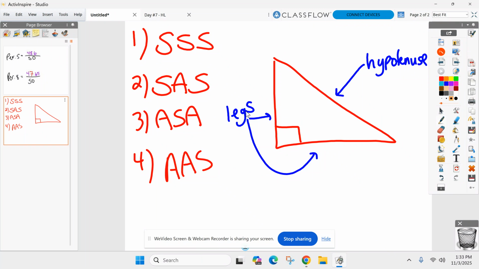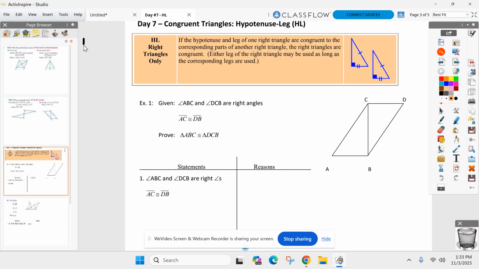All right, so this 5th and final method has nothing to do with A's and S's. It actually has 2 different letters, and that is H, L, the 5th and final method. The H stands for hypotenuse, and the L stands for leg. Hypotenuse, leg. Hypotenuse, leg.